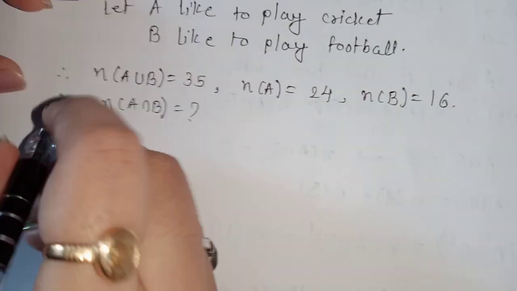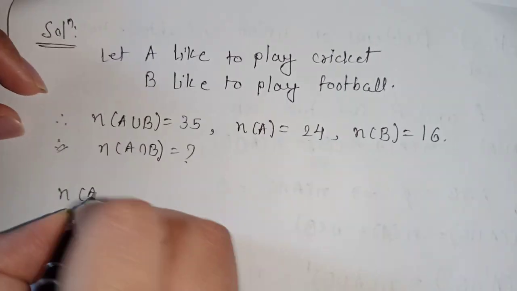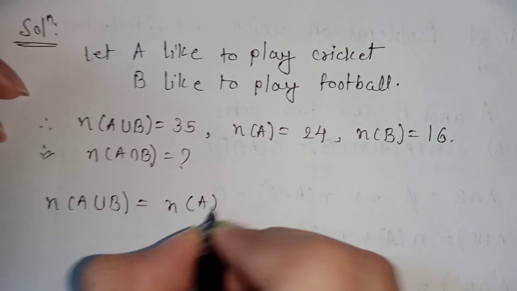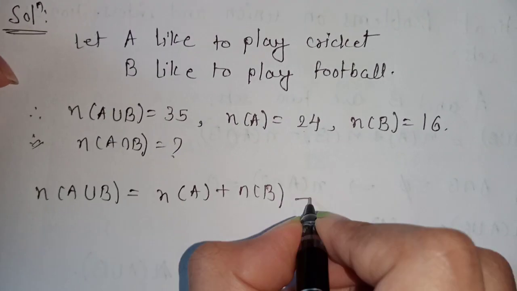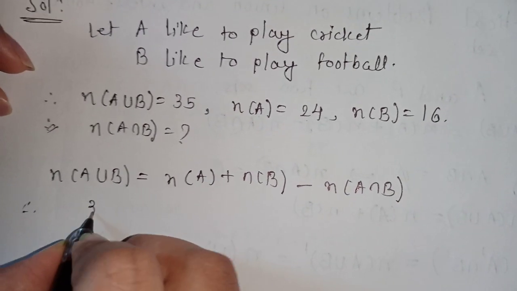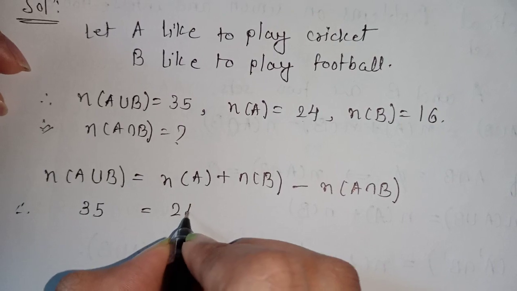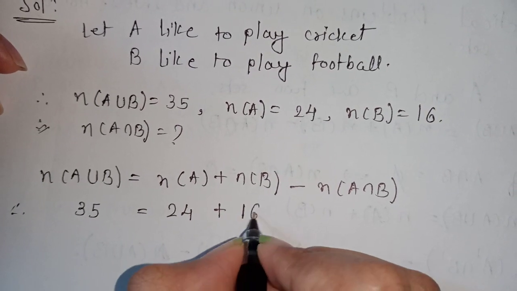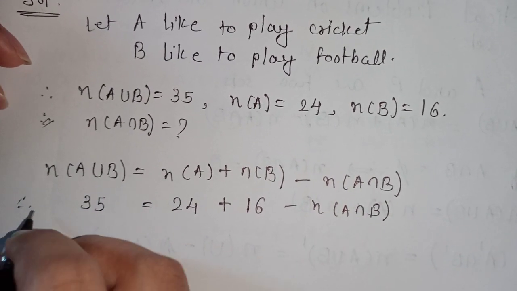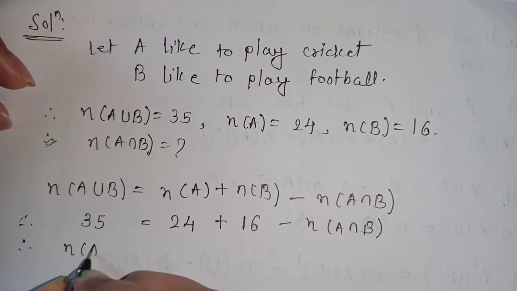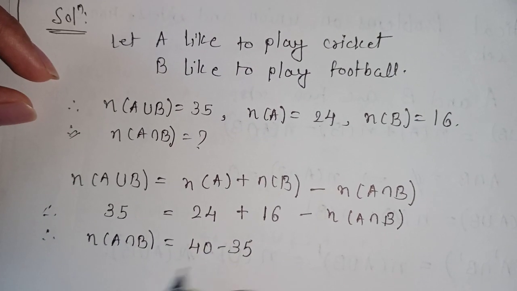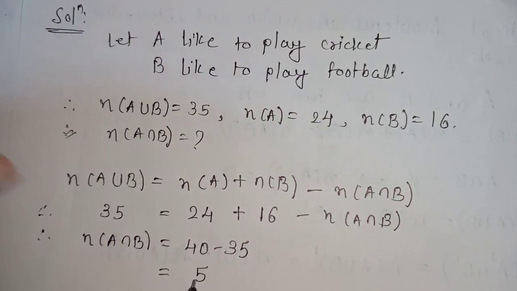Okay, so I will start: number of A union B is equal to number of A plus number of B minus number of A intersection B. Union is given, that is 35, is equal to number of A, 24, plus number of B, 16, minus number of A intersection B. Therefore, number of A intersection B is equal to 40 minus 35, which is nothing but 5.